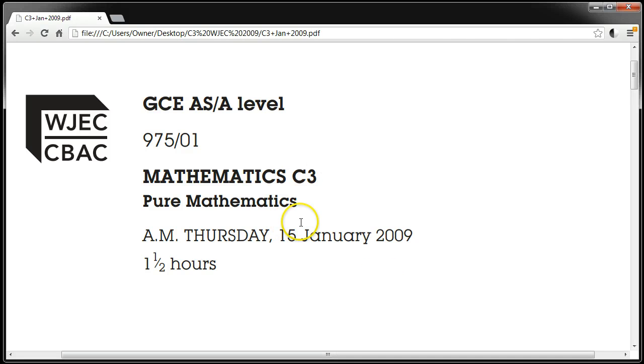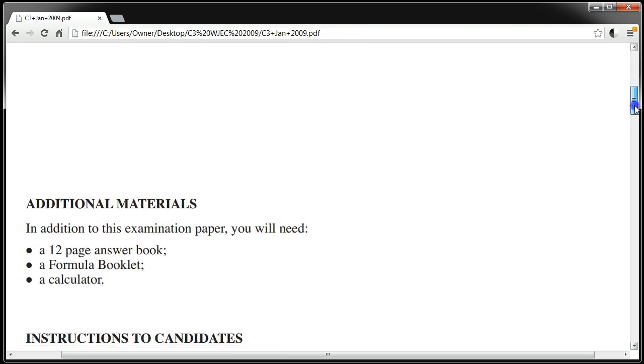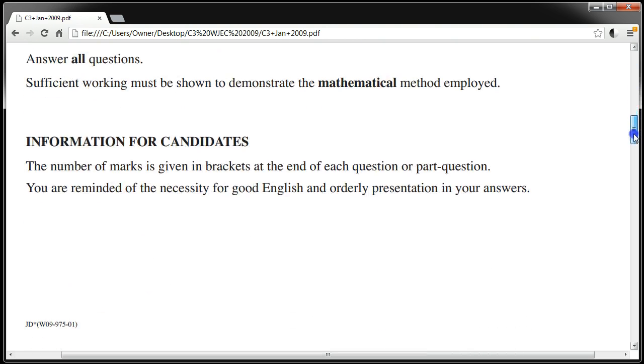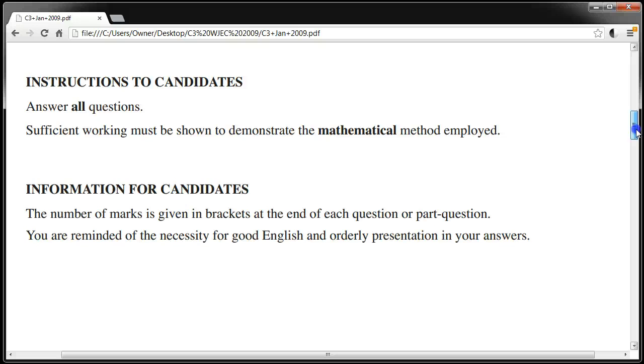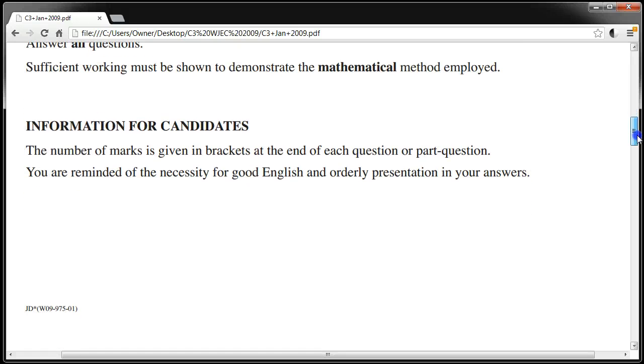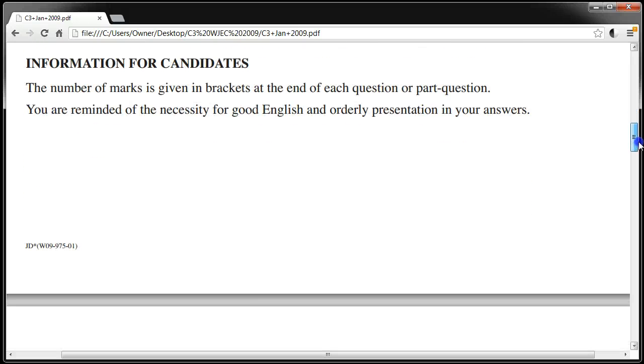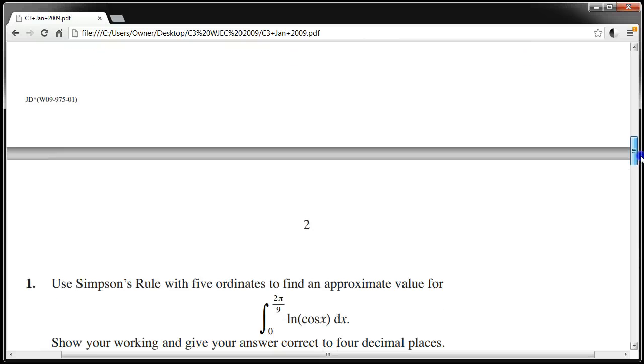Okay then guys, just a little overview of the C3 Pure Mathematics paper for WJEC from January 2009. It's a 1.5 hour long paper, of course, as usual. But let's just have a little look at this question paper before we go through it question by question. Got all the instructions here, of course: what we've got to hand, our booklet, calculator, answer all questions, show your methods used, use good English, and you can see the marks on the right hand side.